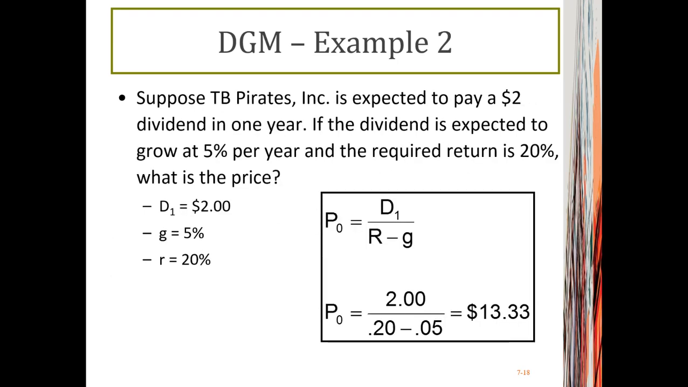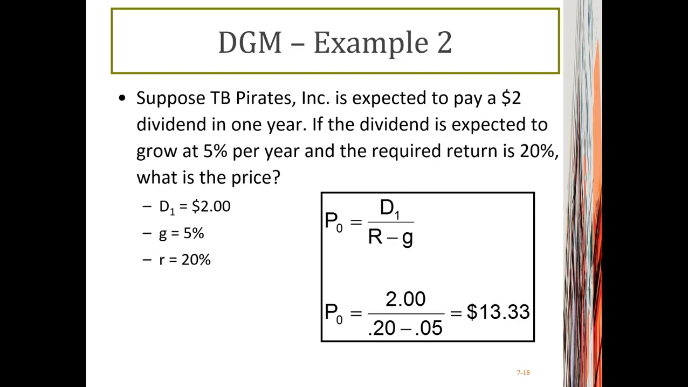Now let's take a look at another example. Let's say TB Pirate Inc. is expected to pay a $2 dividend in 1 year. If the dividend is expected to grow at 5% every year and the required rate of return is 20%, then what is the price? Here you see D is $2, R is 20%, G is 5%. You can apply those three numbers directly into the Gordon growth model to get an answer.